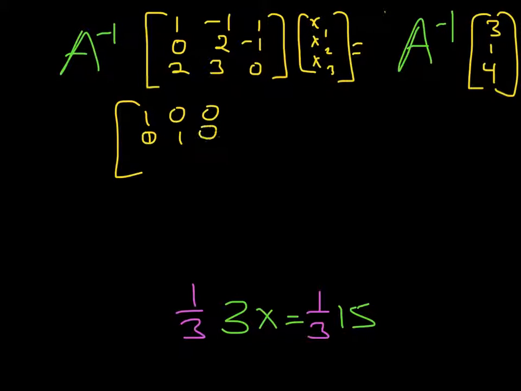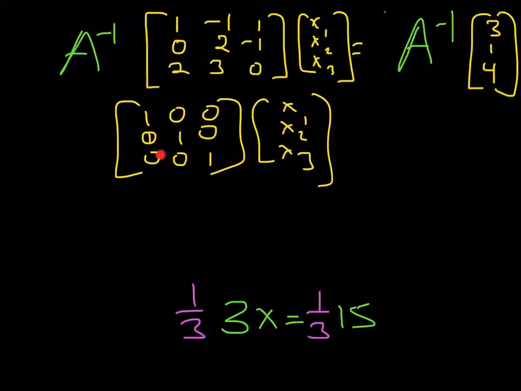0, 1, 0, and 0, 0, 1, and it would be multiplied by x1, x2, and x3. Well, remember, this is just another way of thinking of the number 1, and 1 times anything is itself. So basically, this side goes away, right? Because 1 is nothing with multiplication. So all I have to do, the only operation I'm left to do, is figure out what the inverse was and multiply it by this matrix.